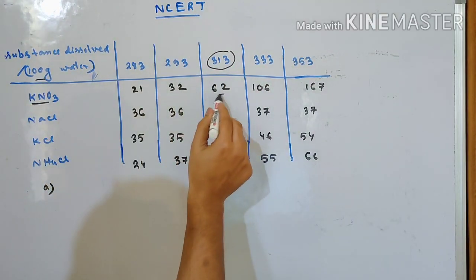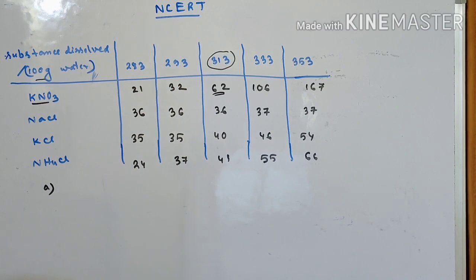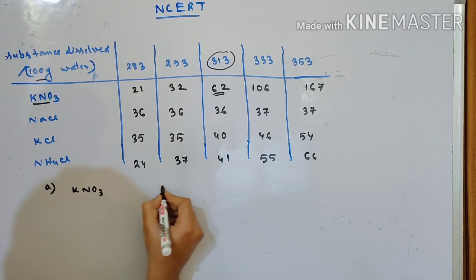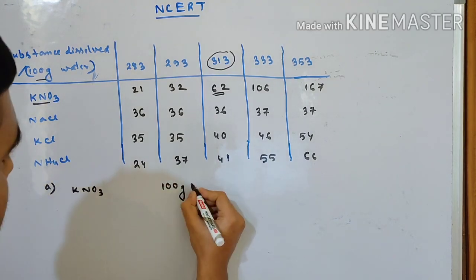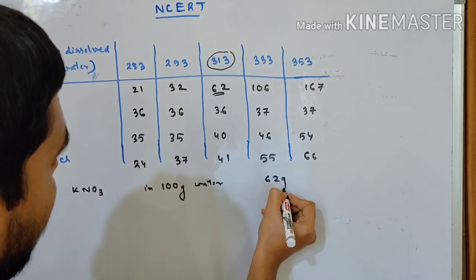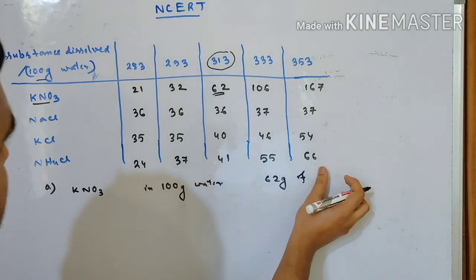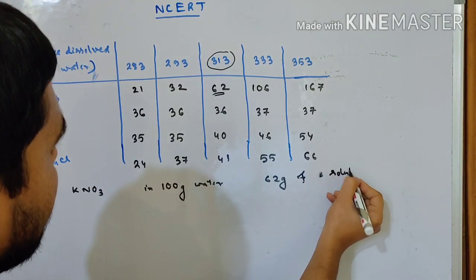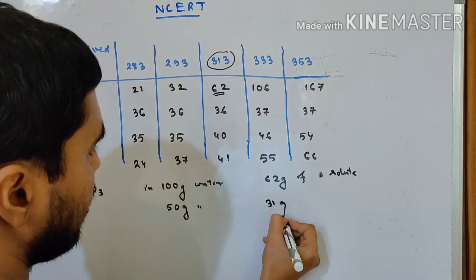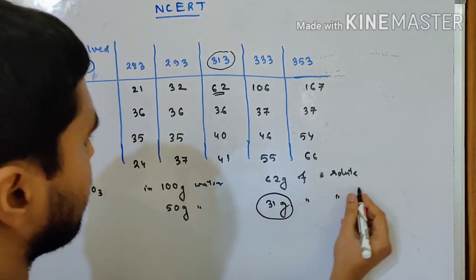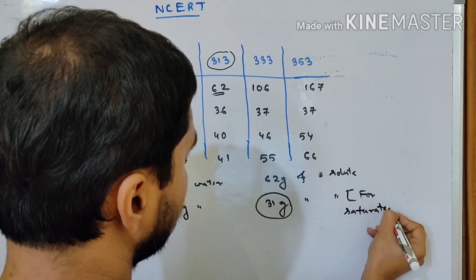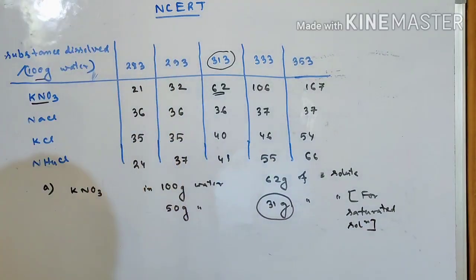100 gram of water will dissolve 62 gram. It is given in gram obviously. So for potassium nitrate, in 100 gram of water, we need 62 gram of KNO3 solute. So if you are having 50 gram of water, to make a saturated solution, you need 31 gram for a saturated solution. This is the first case.